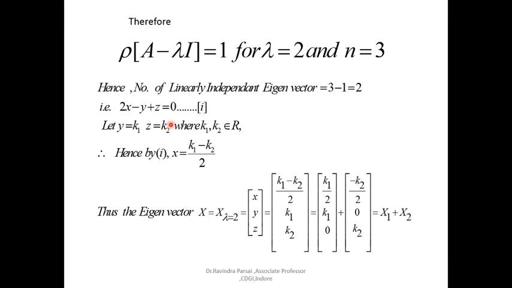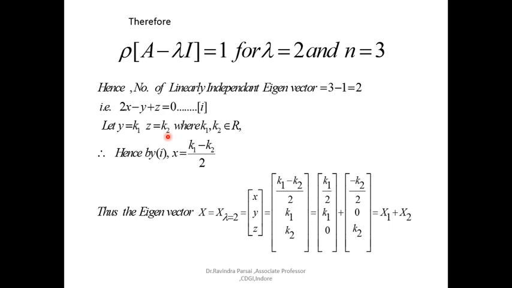And how will you find it? Let me start by writing the algebraic equation from the previous matrix equation. So you will get this equation, 2x minus y plus z equal to 0. Since you have 2 linearly independent eigenvectors, you have to find 2 linearly independent vectors. Of course, out of 3 unknowns, you take 2 unknowns as arbitrary independent values. So I take y equal to k1, and z another variable.